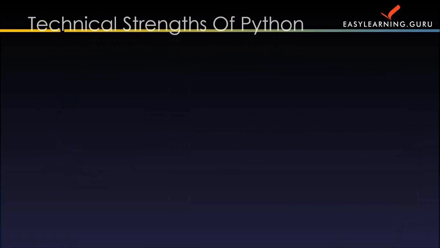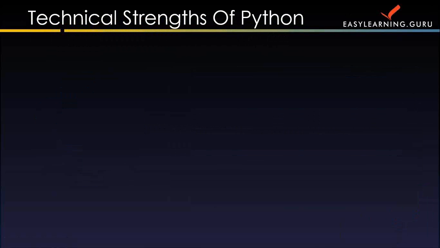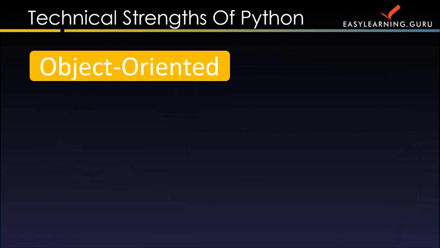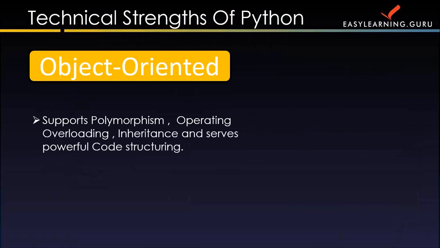Moving ahead, we'll talk about the technical strengths of Python. There are some technical strengths of Python which make Python one of the best languages to work with. So the very first is object-oriented. Now talking about object-oriented, Python is an object-oriented language. It provides all the features and functionalities supported by any object-oriented language. That is, Python supports polymorphism, operator overloading, inheritance, and serves powerful code structuring.